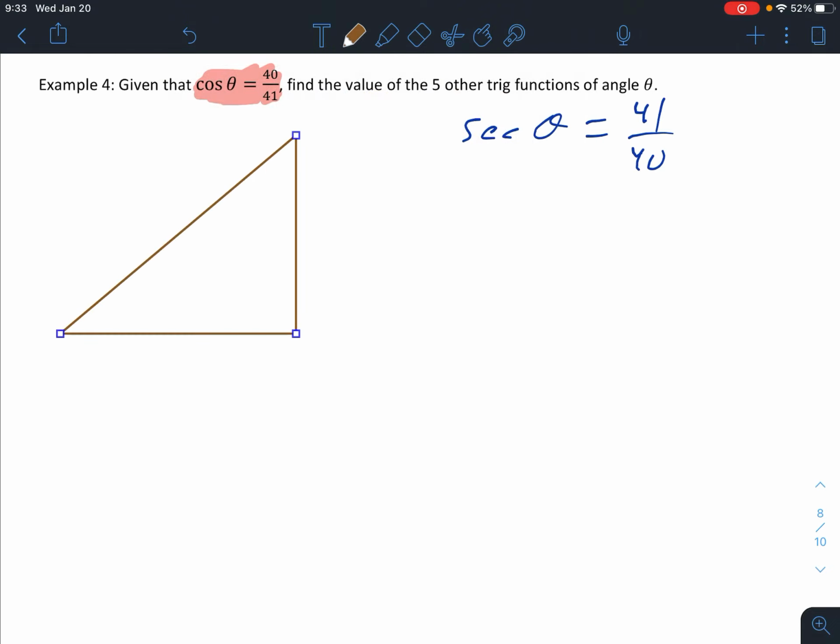Now I'm going to draw my triangle out. I have a right angle here. Again, it doesn't matter where you put theta. You can put it in either of the 2 angles left. I'm going to put it down here again, just to stay consistent. The cosine is 40 over 41. So the adjacent leg is 40 and the hypotenuse is 41.